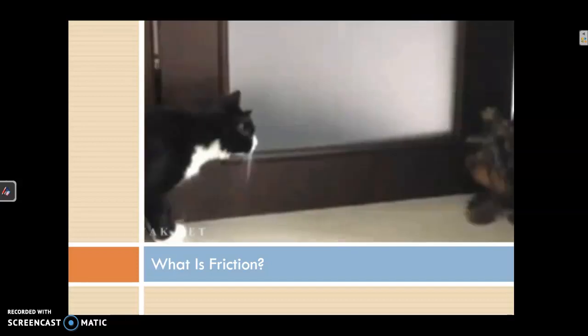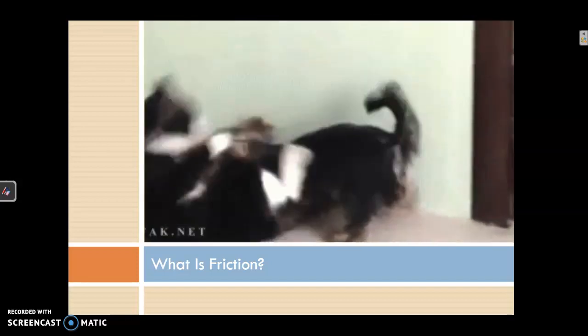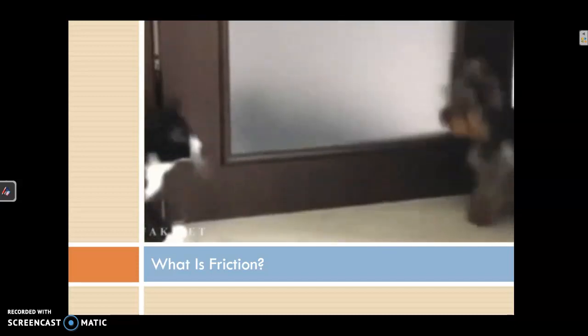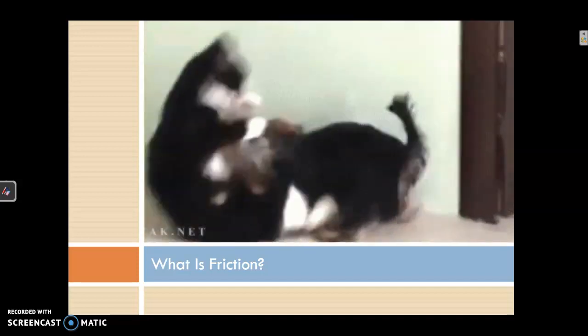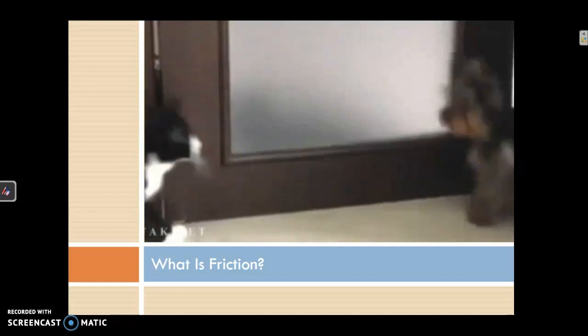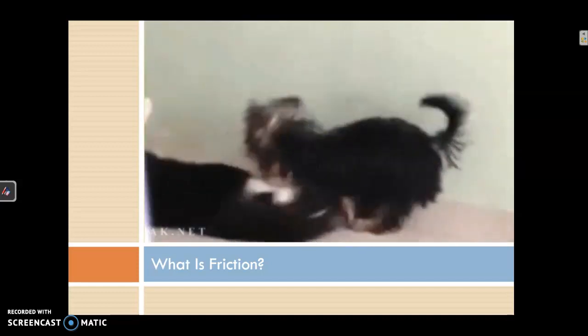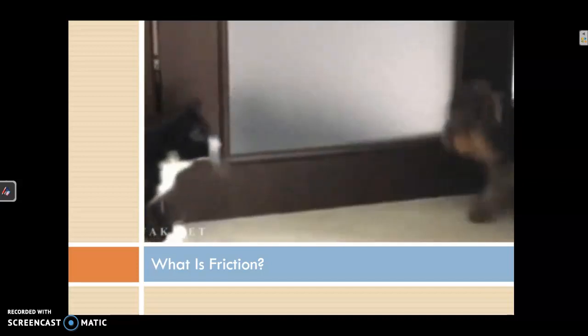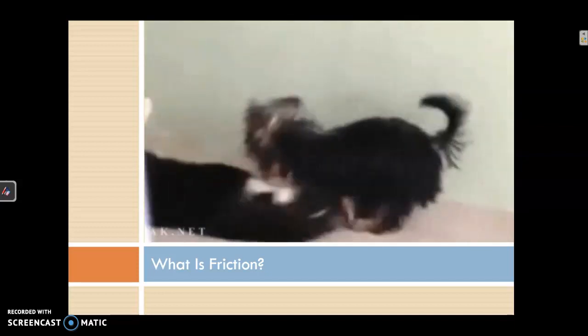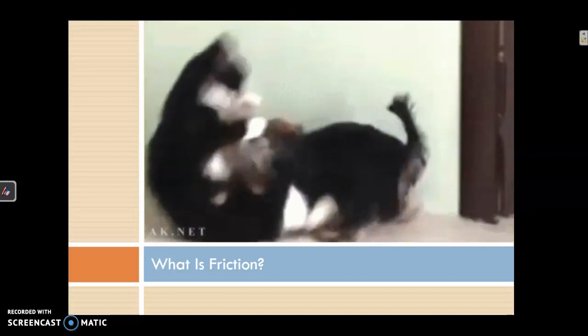Hello everybody, this is going to be a presentation on what is friction. And I know we talked about this before, but it's going to be an in-depth look at how it relates back to Newton's second law. So we're starting off in the best way that we possibly can by looking at an amazing GIF, right? Of this cute little puppy that is attacking this poor little cat, right? And we're going to find out at the end what this even has to do with friction.